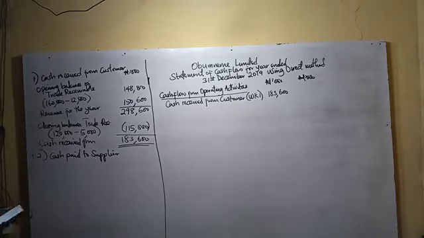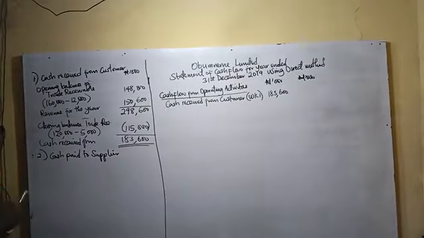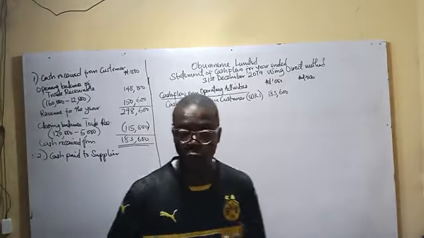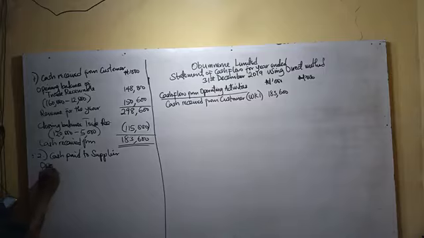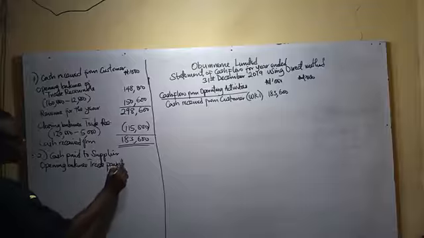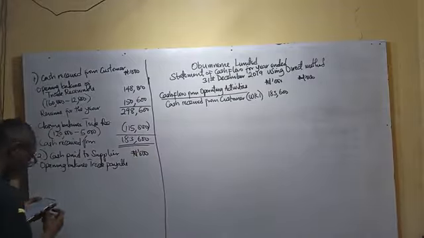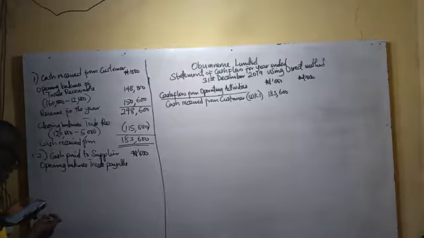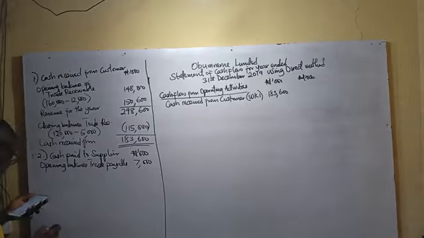The same way you calculate your cash received from your customer is how you calculate your cash paid to your supplier. That means you need to know how much you are owing your supplier at the beginning of the year and how much goods you have purchased. So it will be your opening balance of your trade payables. Don't forget that trade payable is the amount that you are owing your supplier. At the beginning of the year, you are owing your supplier 7,000. Am I communicating now?